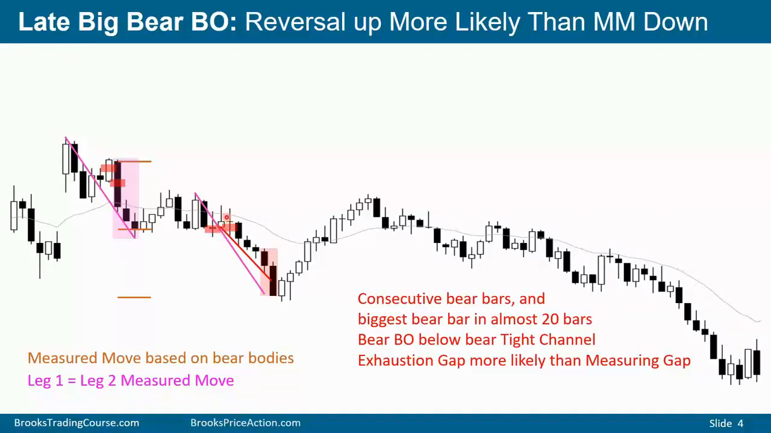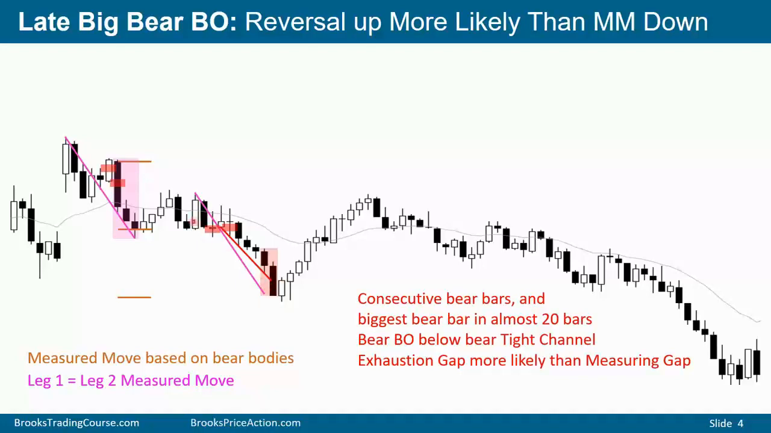This is a very tight bear channel. We have a 6-bar bear microchannel at this point, and now we're getting a bear breakout below a bear channel. 75% chance it's going to fail and reverse up to get to at least the top of the channel. The channel is very tight. That's not saying much, but anytime you get a bear breakout below a bear channel, it's more likely to reverse than continue down. That's another reason why bears will be taking profits down in this general area.